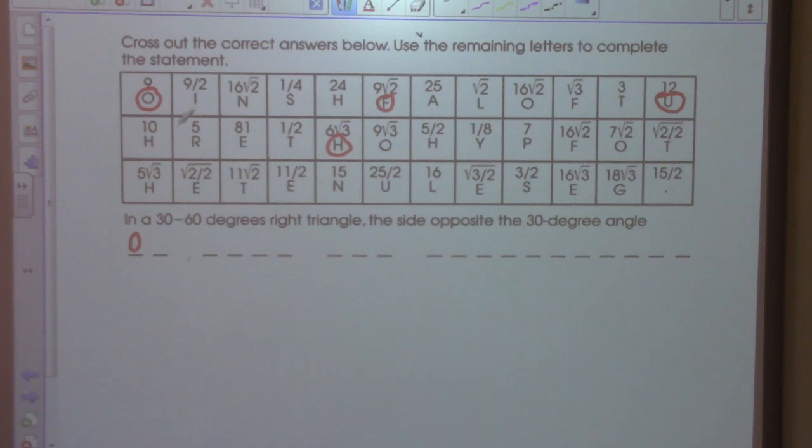No, it says use the remaining letters. I lied to you. So you're going to cross these out, and then the remaining letters are going to be your answer. Does that make sense now? Yeah. Yes. Yeah, sorry for that. So these will be canceled out here. Okay. Then I'll just leave it there.